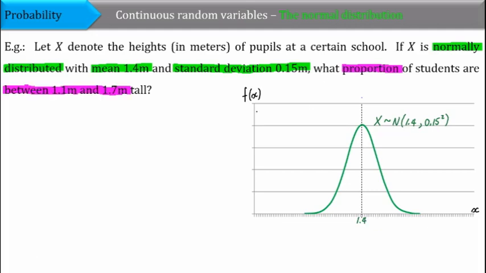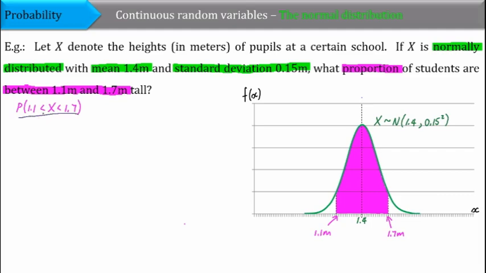Then, what proportion of students are between 1.1 and 1.7 meters tall? Well, 1.1 will be below 1.4. So here's the cutoff point, and 1.7 will be above. So we're interested in the number, or rather the proportion of students that lie between these 2 points. So we're interested in that area over there. So in terms of our notation, we will write it as P in brackets 1.1 less than x less than 1.7. Okay, the probability of x being between 1.1 and 1.7.